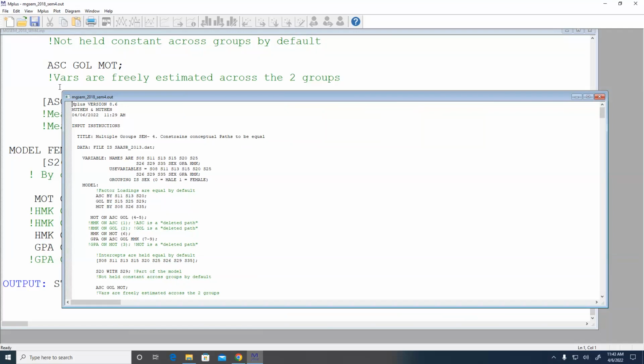Okay, so model 4, we were able to constrain all of those paths to be equal. So let's look at the 6 paths that we constrained to be equal.